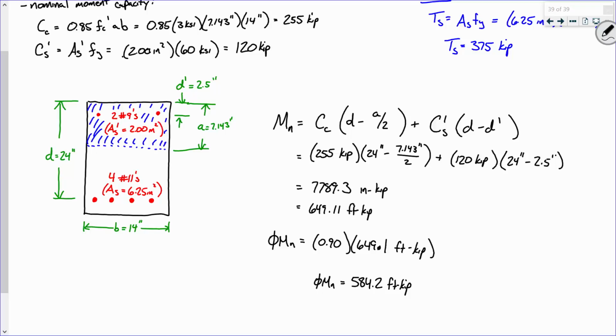No, it's not. That's a dot product. Okay, so there's your answer. There's your design capacity. Okay, does that make sense?